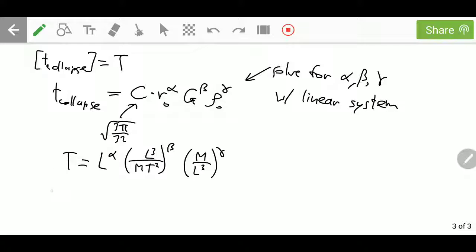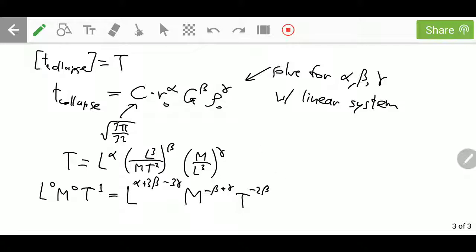And so on the left side, we have L to the power 0, m to the power 0, t to the power 1, is L to the power alpha plus 3 beta minus 3 gamma, then we have times m to the power negative beta plus gamma, and times t to the power, notice it's t squared in the denominator, so we get negative 2 beta. And now we can just match everything.